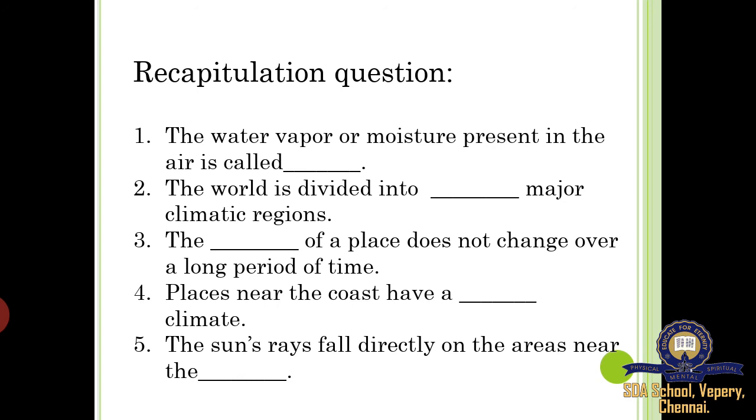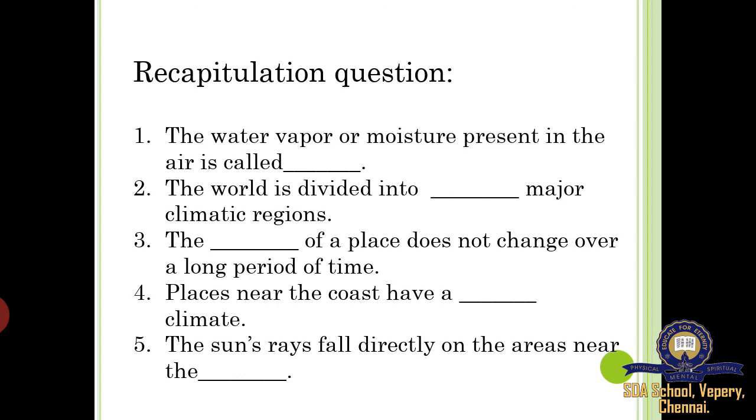Yes, climate. The climate of a place does not change over a long period of time, because the state of the atmosphere over a short time is called weather. The regular pattern of weather over a long time is called climate. And places near the coast have which climate? Yes, moderate climate. The sun's rays fall directly on the areas near the equator, right?